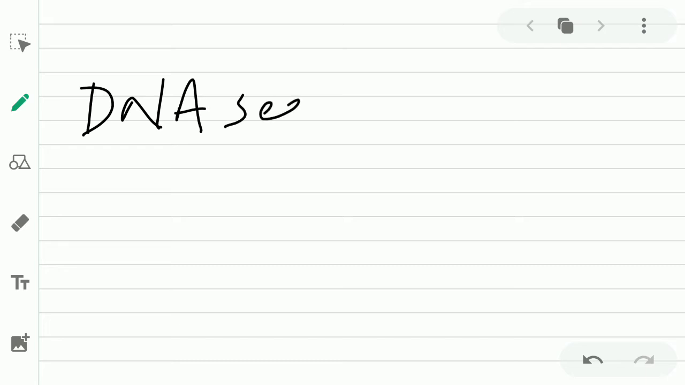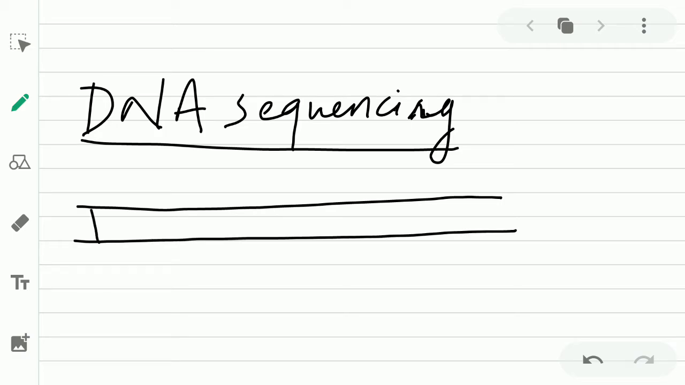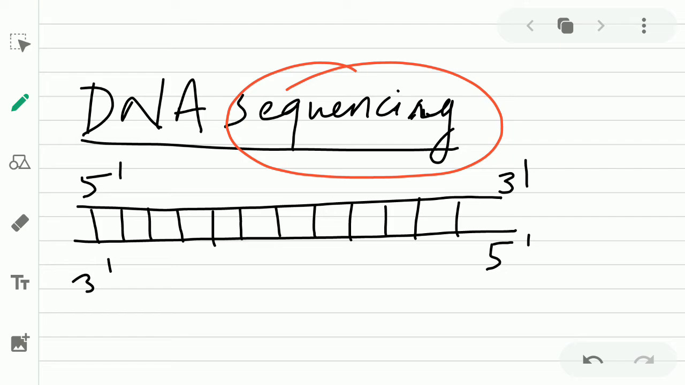Okay, the next topic is DNA sequencing. DNA is polynucleotides and it has two strands. Sequencing is the technique by which we are understanding the nucleotides on each strand.